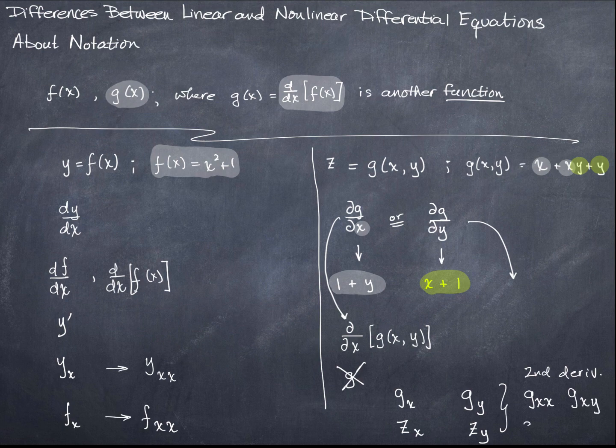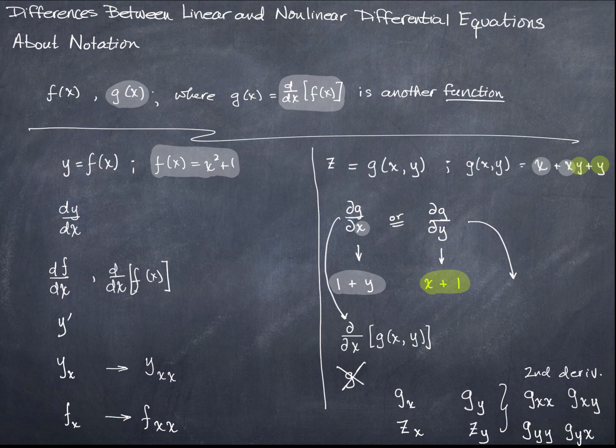I could say take the derivative of g with respect to y, and then do the same again, or take it with respect to y, and then turn around and the second time take it with respect to x. That's what second derivative notation looks like in multivariable calculus in this context here.